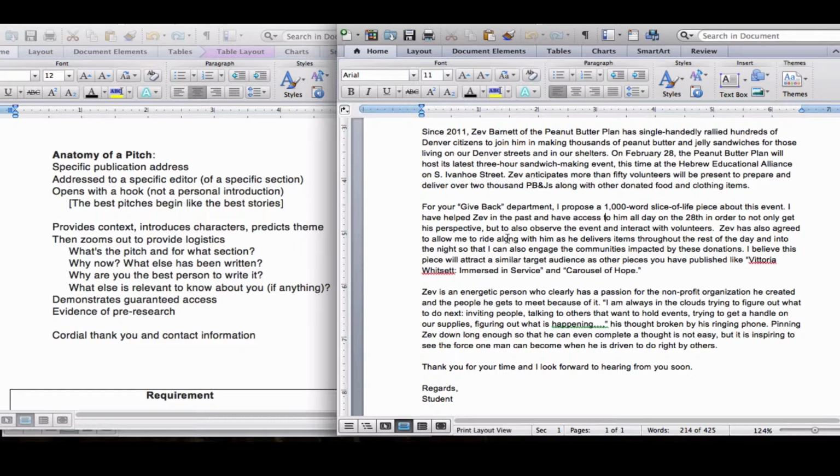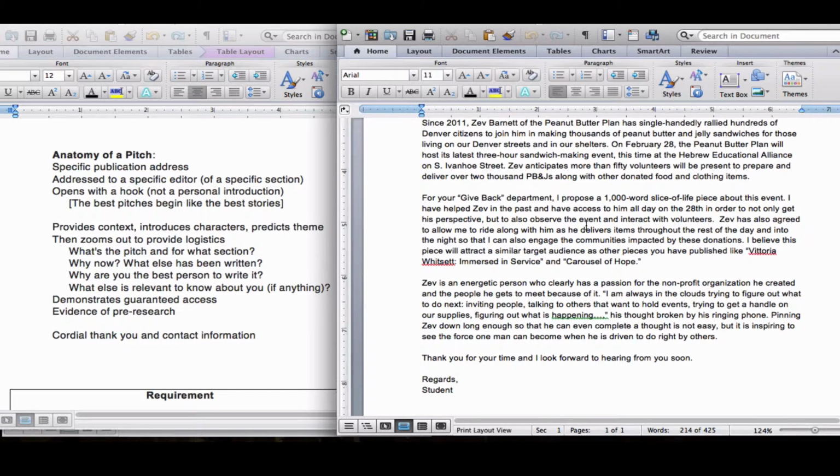Here's, "I have helped Zev in the past and have access to him all day on the 28th in order to not only get his perspective, but also observe the event and interact with volunteers. Zev has agreed to allow me to ride along with him, and I believe this piece will attract a similar target audience as other pieces you have published." There's a lot going on in this paragraph in addition to the actual pitch.